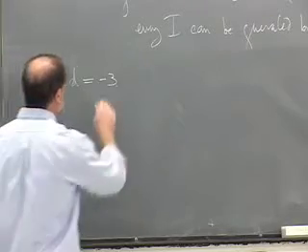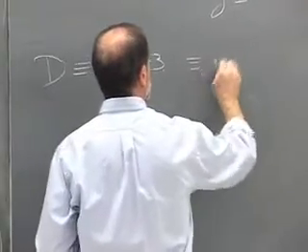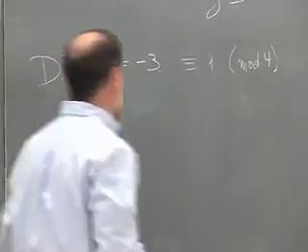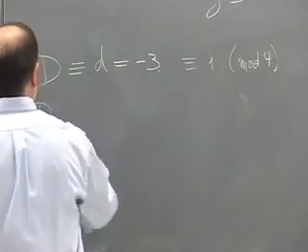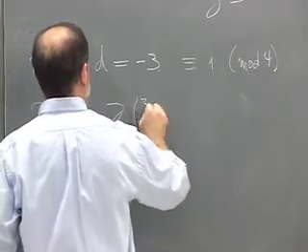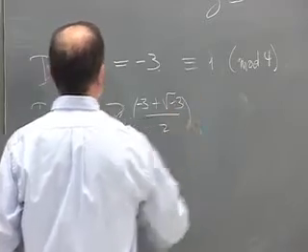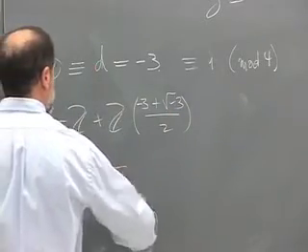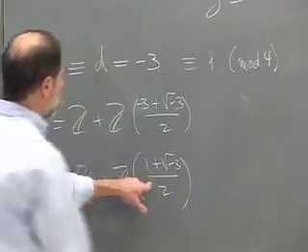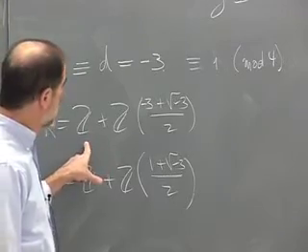So this is congruent to 1 mod 4, so it's the same as d. All right. So the original R can be written as Z plus Z times minus 3 plus the square root of minus 3 over 2. And that's the same group as Z plus Z times 1 plus the square root of minus 3 over 2, because this differs from this by just adding 2 to it. So you get the same group.